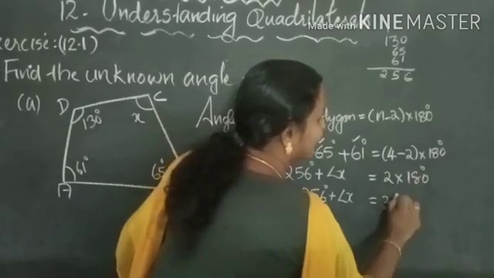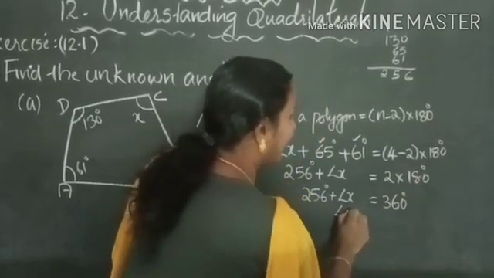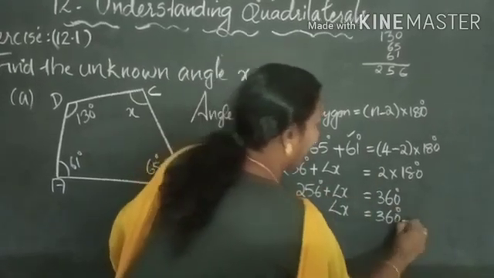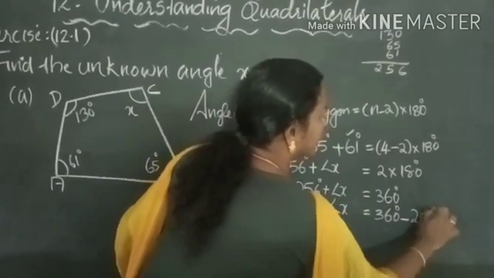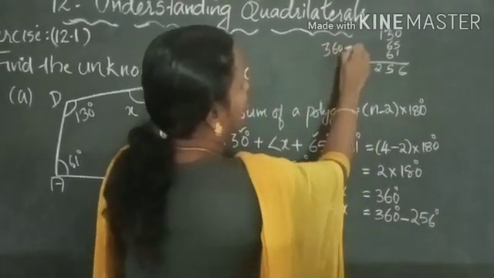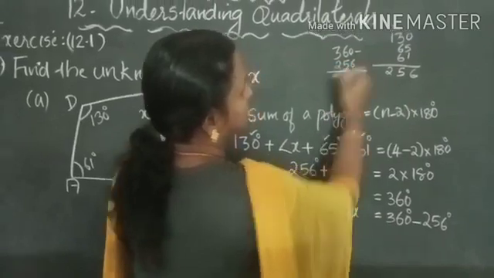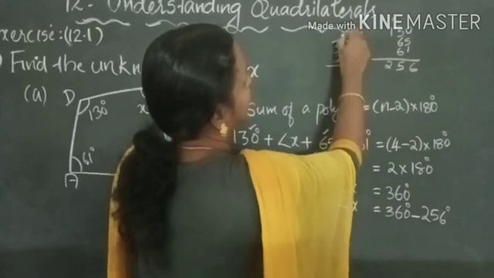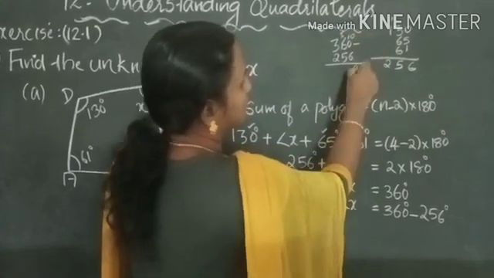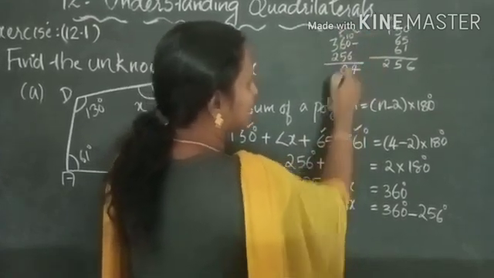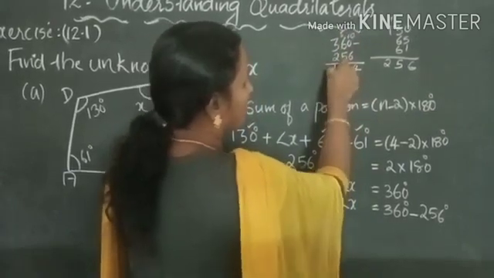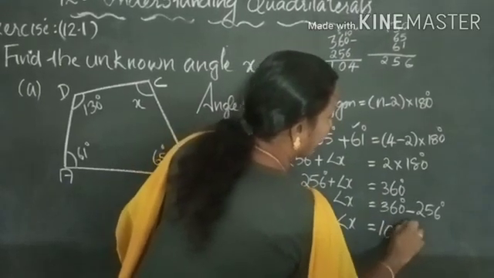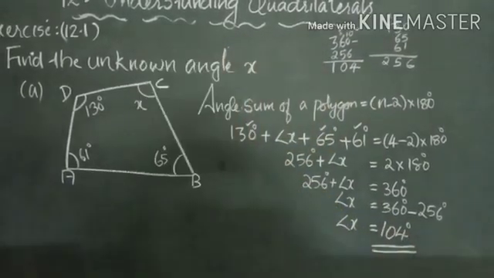Double of 180 is 360. And angle x is equal to 360 minus 256. Here 0 minus 6 is not possible, so we take 1. So 10 minus 6, 4. 5 minus 5, 0. 3 minus 2, 1. So angle x is equal to 104 degrees.